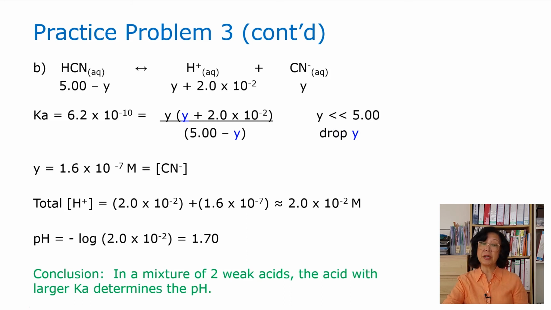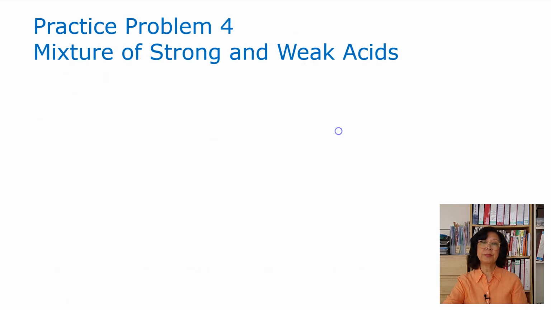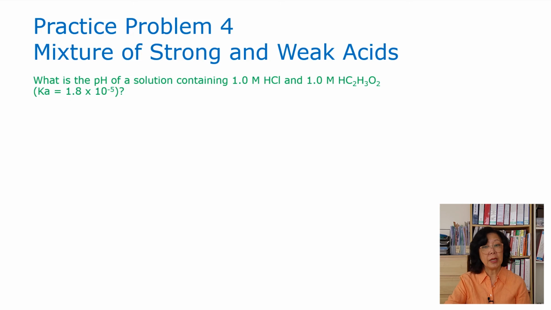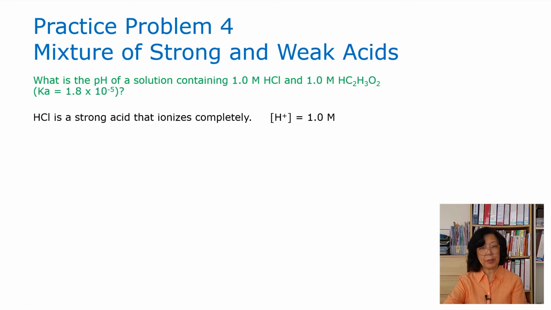The conclusion is that when you have a mixture of 2 weak acids, the acid with a larger Ka value will determine the pH. Practice problem number 4. Now we have a strong and weak acid in the mixture, such as HCl 1 molar and also 1 molar acetic acid with a Ka value. What would be the resulting pH?